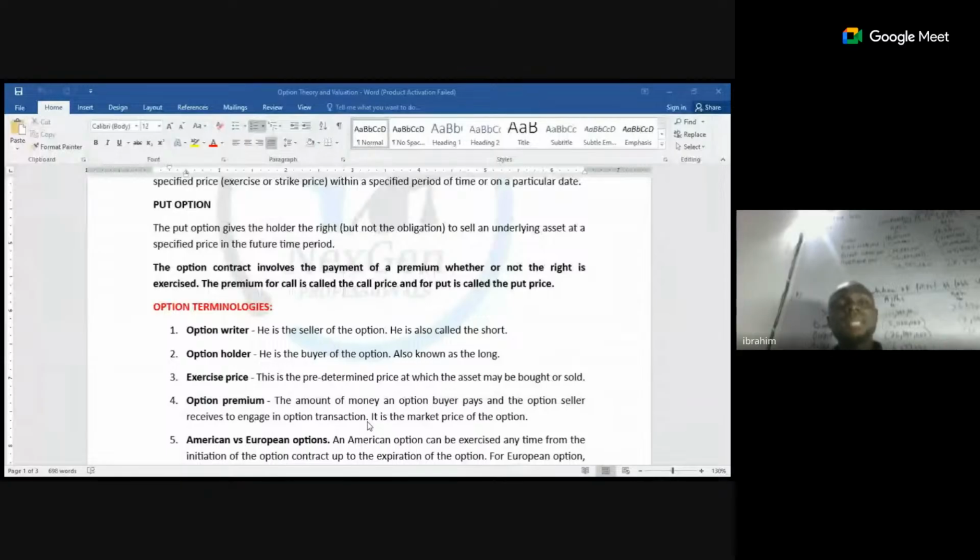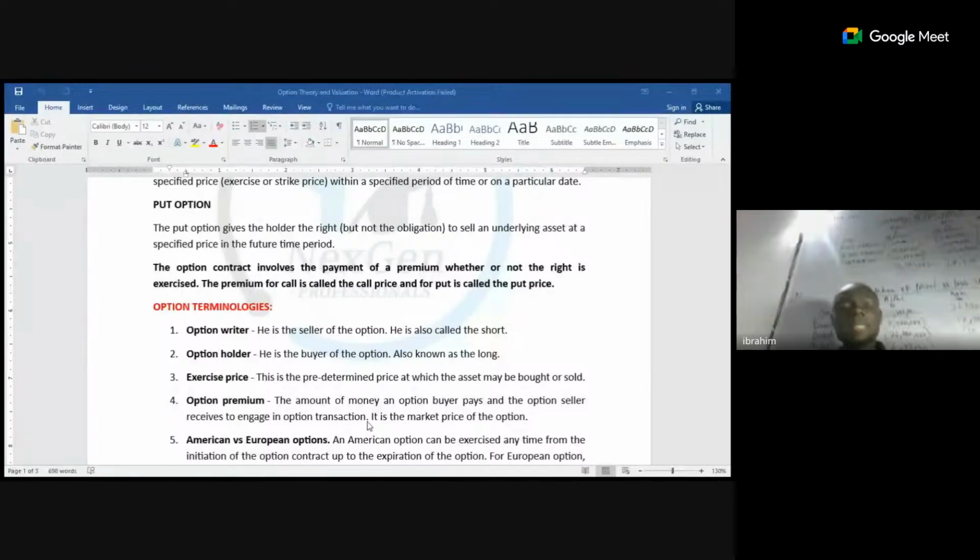That is the reason why you will hear the language in the option market: I want to sell, I want to short these underlying assets. When you say you want to short these underlying assets, it means that you want to sell in the option markets. When you say you want to long, it means you want to buy. Then who is an option holder? The buyer of an option. When you want to long, you say you want to long these underlying assets. Those are the terms.